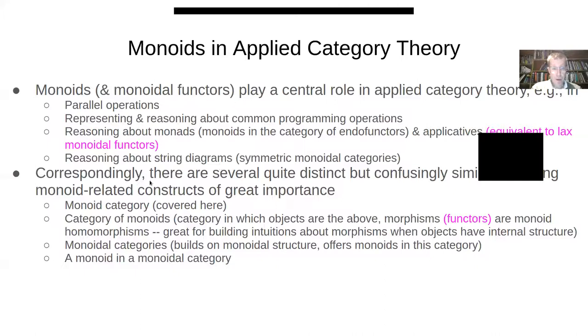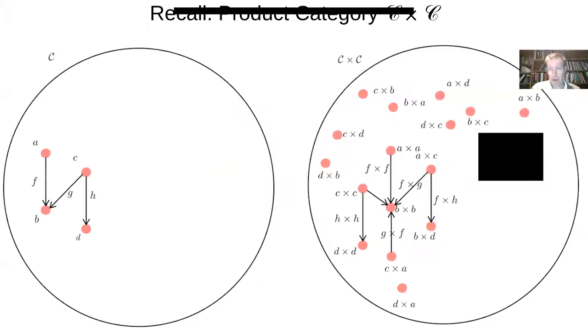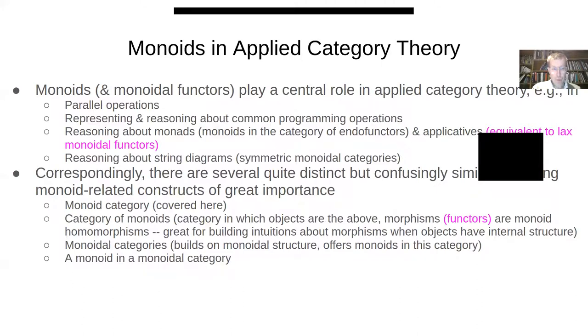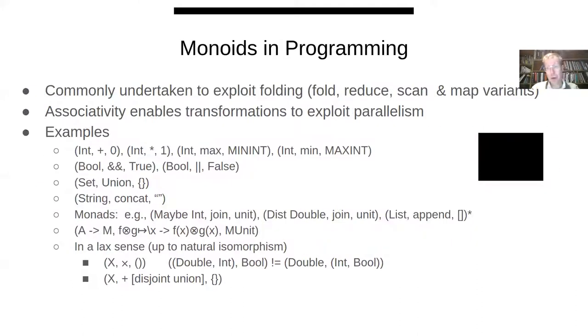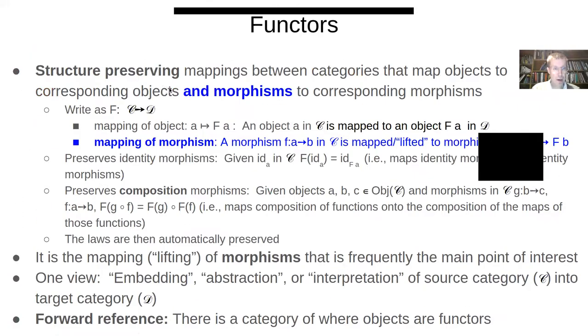So I had noted they play this huge role within category theory, and they played a big role in our discussion of monads. Now, because these play such a big role, it's perhaps not surprising that, inasmuch as functors are structure preserving mappings between categories, right? They seek to preserve structure.